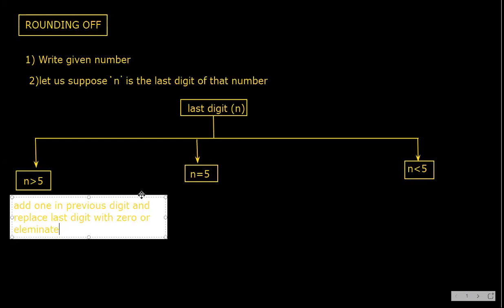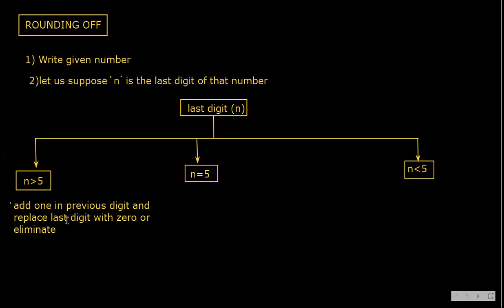If the number is equal to 5, the same thing should happen, sir, if the last digit is equal to 5? Yes, I am coming to that point because this is our next case. Now wait for some time. So this is the first one: add 1 in the previous digit and replace the last digit with 0 or eliminate. For example, I am taking one example. First, let's concentrate on this case. Wait. So listen carefully to the example.